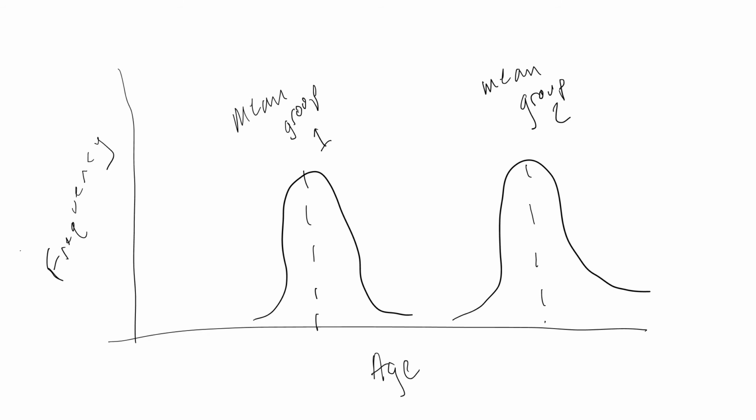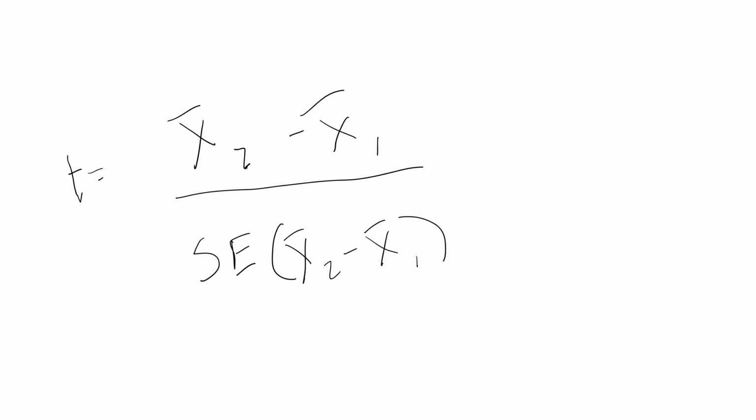So just to summarize, what this formula tells us is that the more distance there is between the means of the two groups in our sample, the more confident we are that the underlying means differ from each other in the population. And the less the distributions are spread out around the means in our sample, the more confident we are that groups are different from each other in the underlying population.